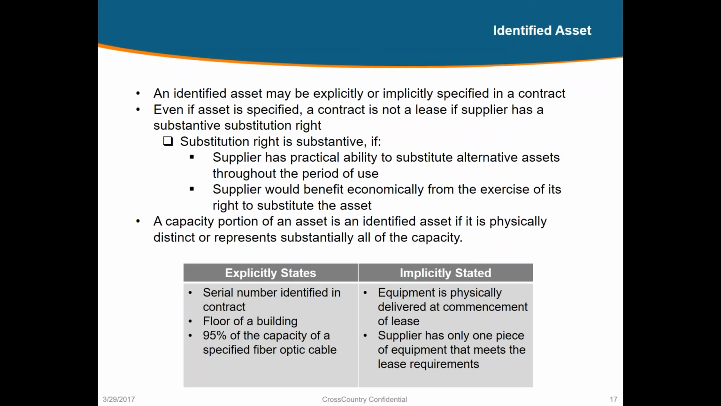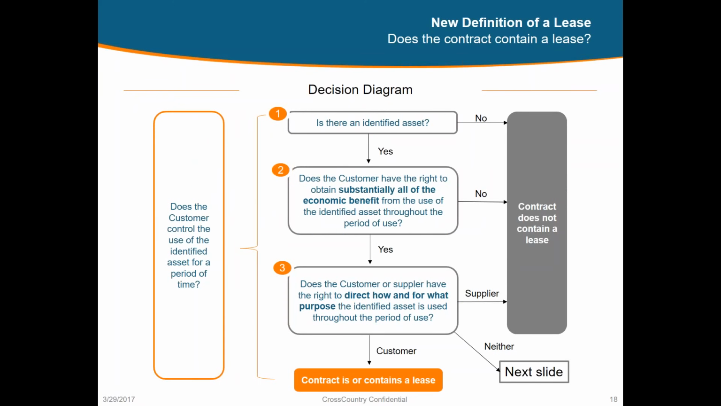This slide provides a high-level decision tree to be used in evaluating whether a contract contains a lease. The first criterion to be met is whether the contract is for an identified asset. The second criterion is whether the customer has the right to obtain substantially all of the economic benefit of the use of the identified asset throughout the period of use.